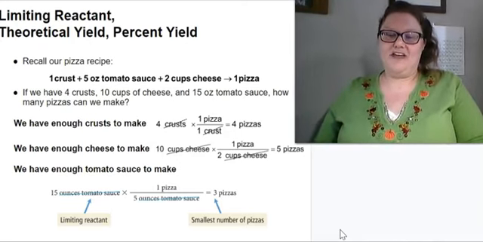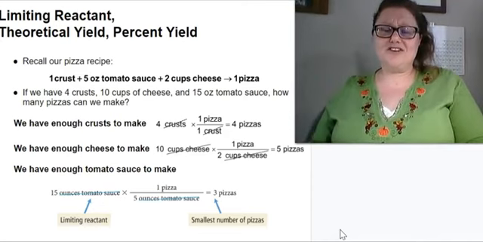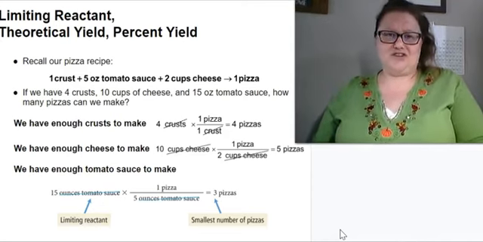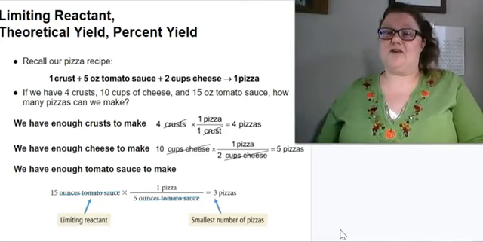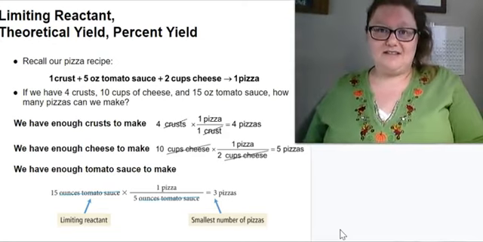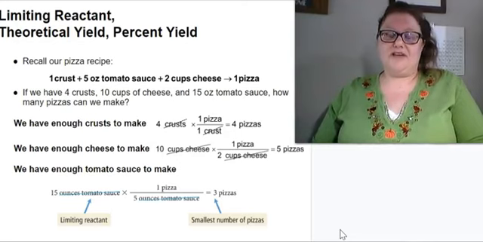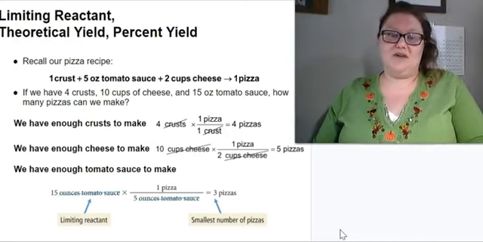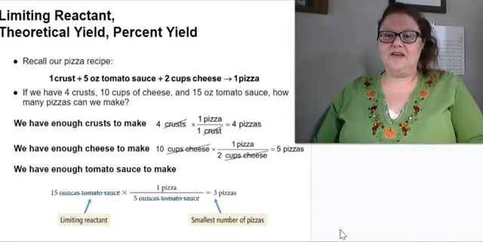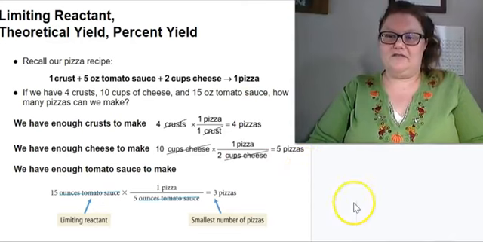So now we have 3 possibilities here. But we're not just going to make a pizza with just tomato sauce. We need the crust. And I need to have cheese on my pizza. So we need the cheese. So we're going to look at how many pizzas we can make from each of these and see what the smallest number of pizzas is that we can make, the very least amount. And that would be 3, right? Comparing 3 pizzas to 4 to 5.